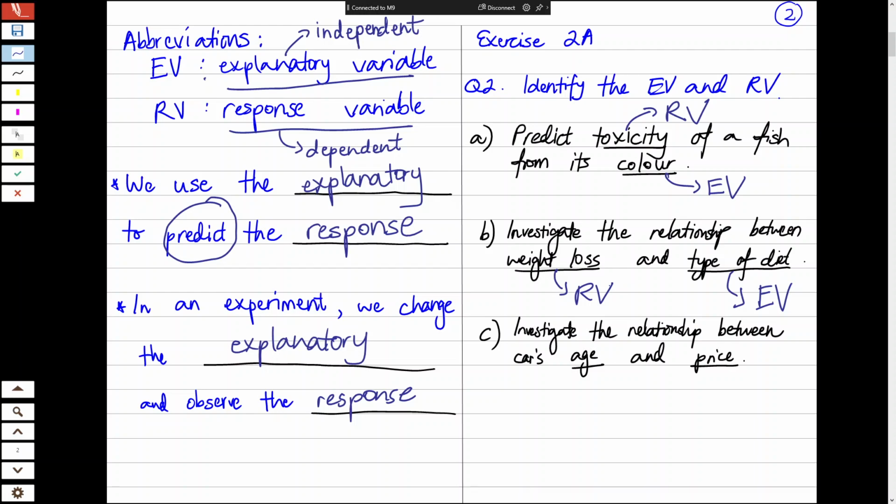As a car gets older, its price changes. Go up or down. It goes down very quickly. So in this, huh?